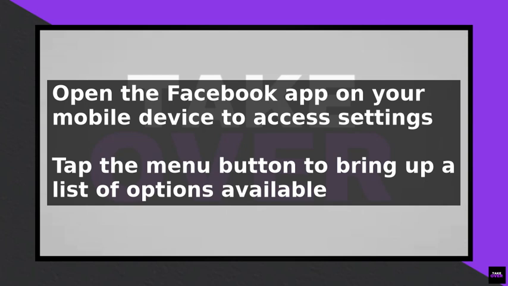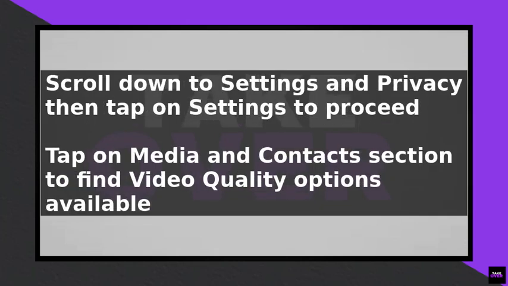Scroll down and tap on Settings and Privacy. Then tap on Settings. In the Settings menu, scroll down to the Media and Contacts section and tap on Video Quality. You will see options to select the video quality for both mobile data and Wi-Fi connections.